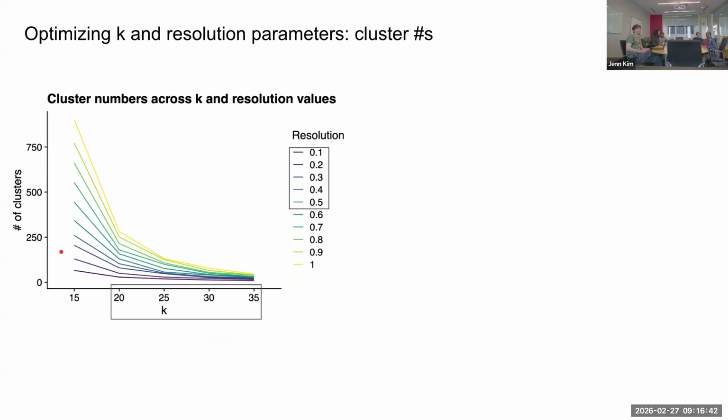So ideally, you want to aim for a combination of K and resolution parameters that give you a reasonable number of clusters. So we try to aim for less than 50 within our data sets. And though this is a bit of an arbitrary cutoff, we found that this range has worked well in the past with similar data sets. And this immediately rules out some K and resolution combinations that give you very high numbers of clusters.